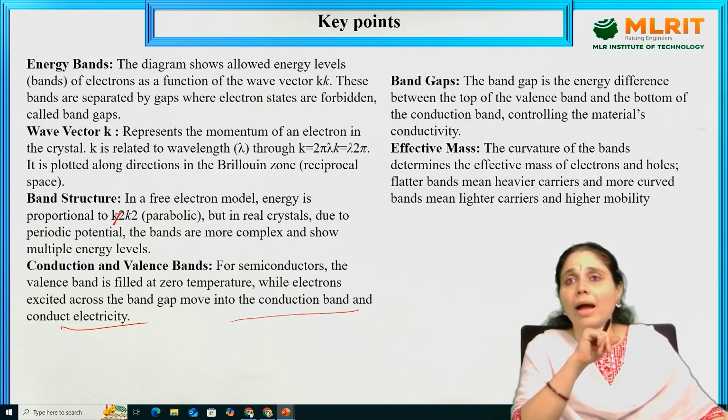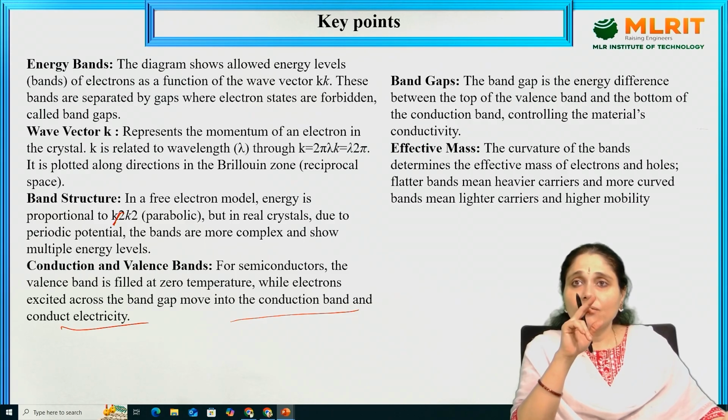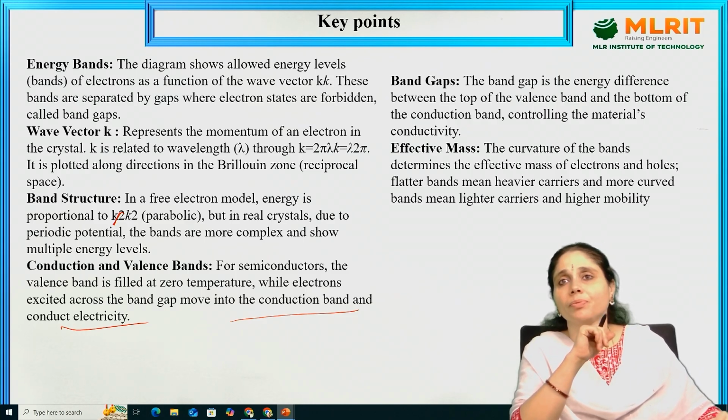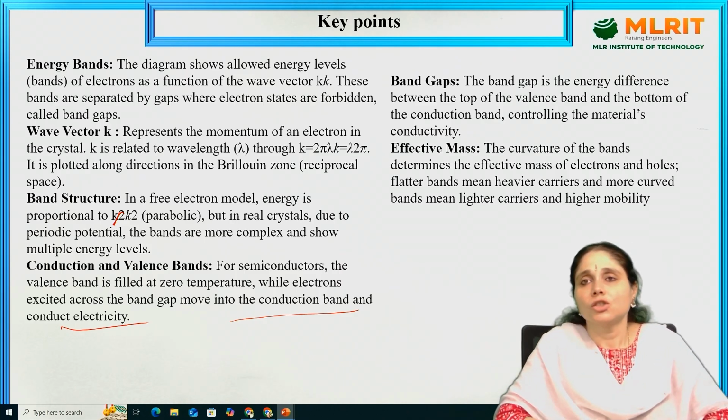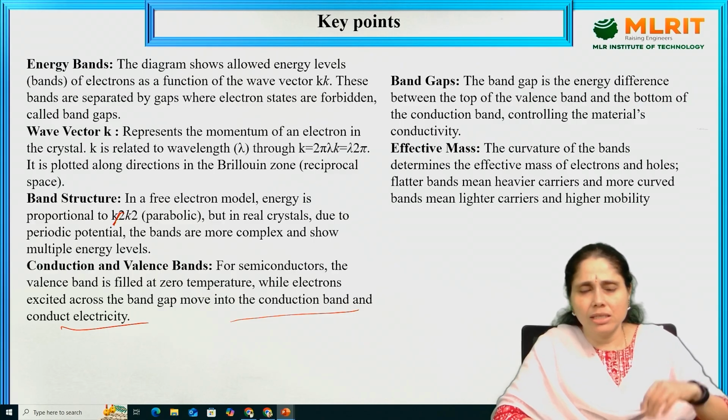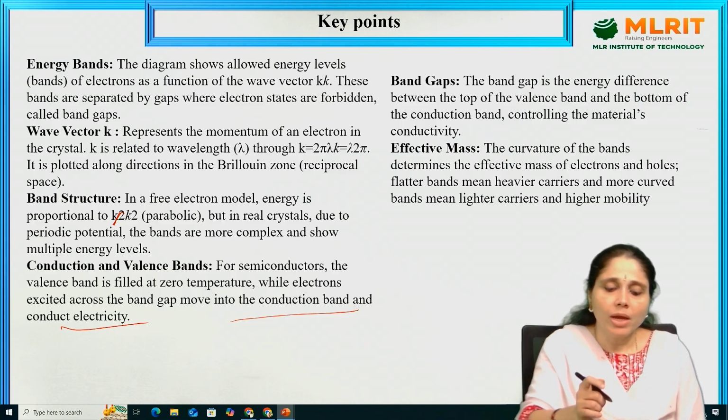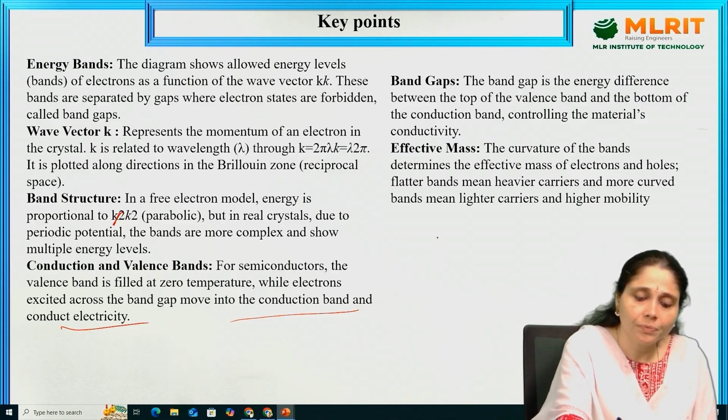Band gaps. The band gap is the energy difference between the top of the valence band and the bottom of the conduction band, and it controls the material's conductivity. Each and every material has a specific band gap, which is the difference between the top of the valence band and the bottom of the conduction band.